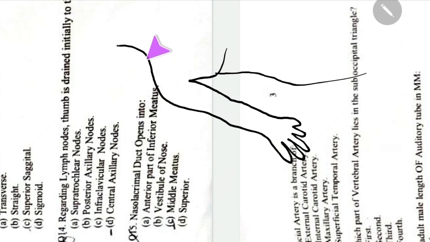So, let's say this is the clavicle. Okay. Regarding lymphatic drainage, it's easy to remember that the lymph from this region, the thumb and its web. Actually, I should use a different color. This is the region, thumb and its web. You can write it: thumb and its web. Web means the space between the index finger and the thumb.